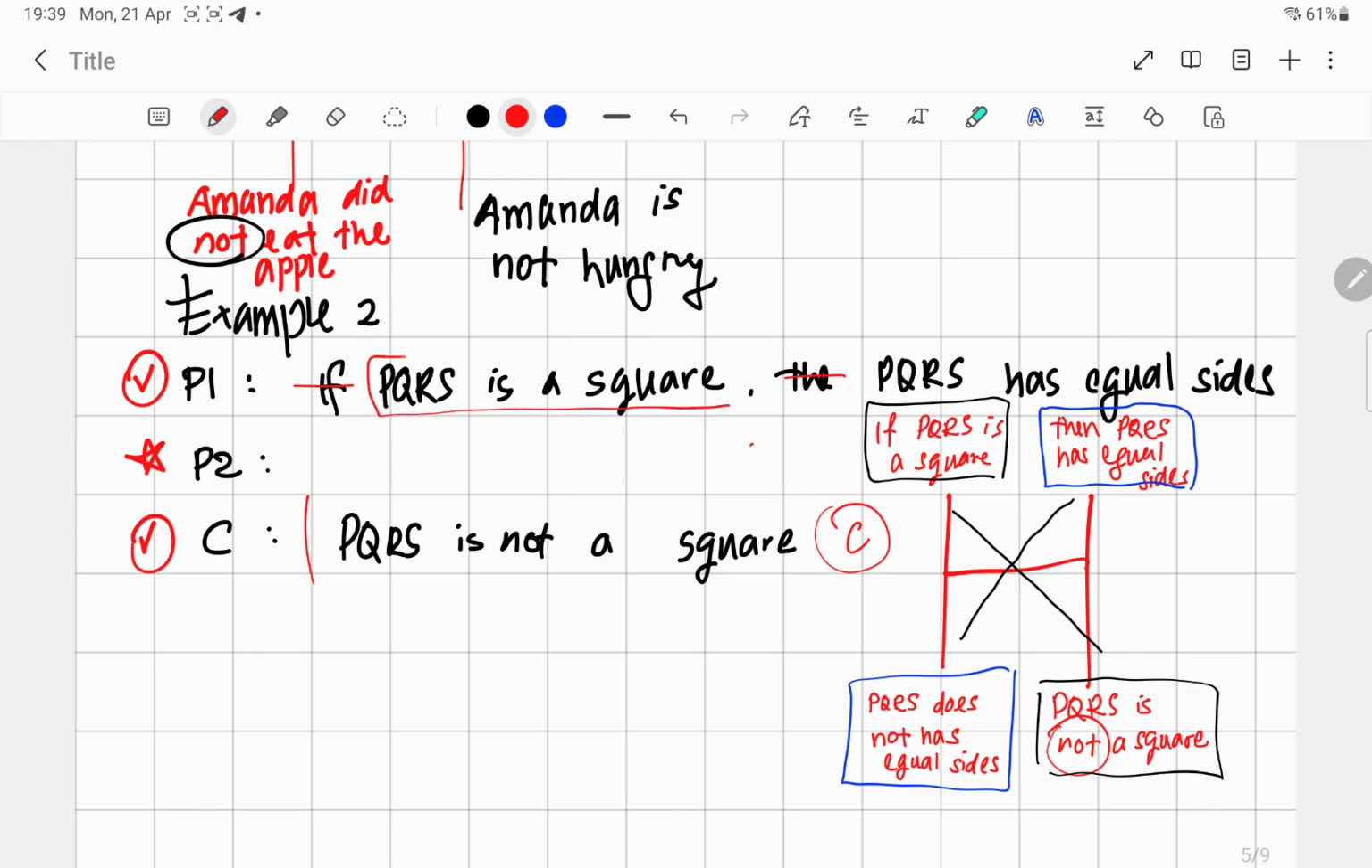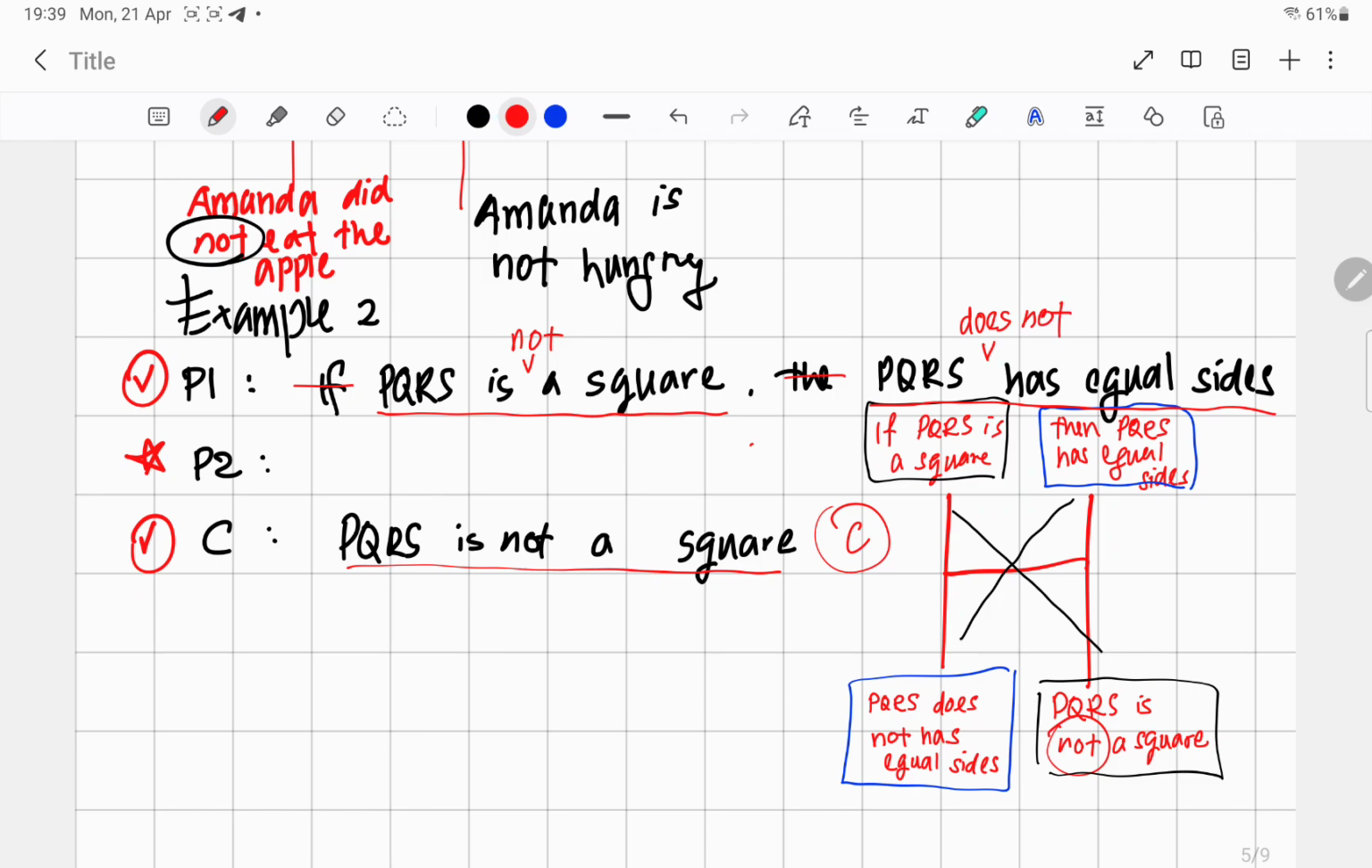They talk about PQRS is a square, right? So this is the statement, and this is the negative side of the statement. You negate it. So you also need to negate the statement at premise 1 by adding the word not, to make it negative. PQRS has equal sides. How do you make it negative? PQRS does not have equal sides.